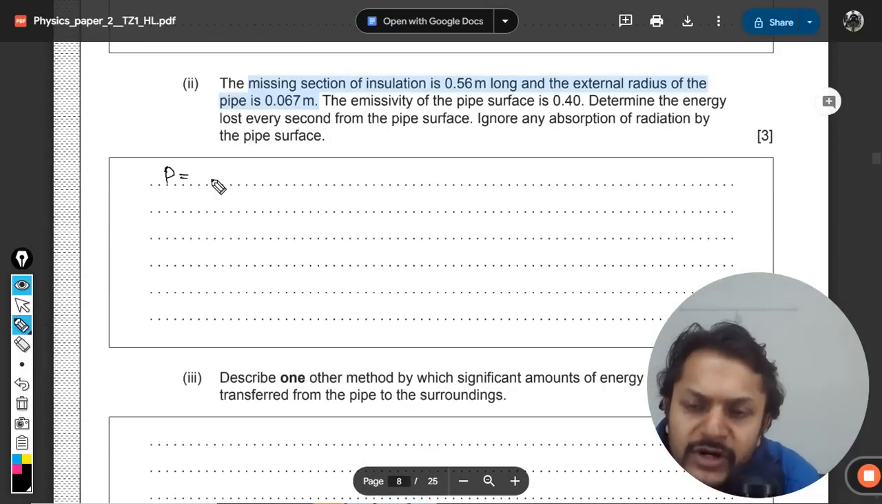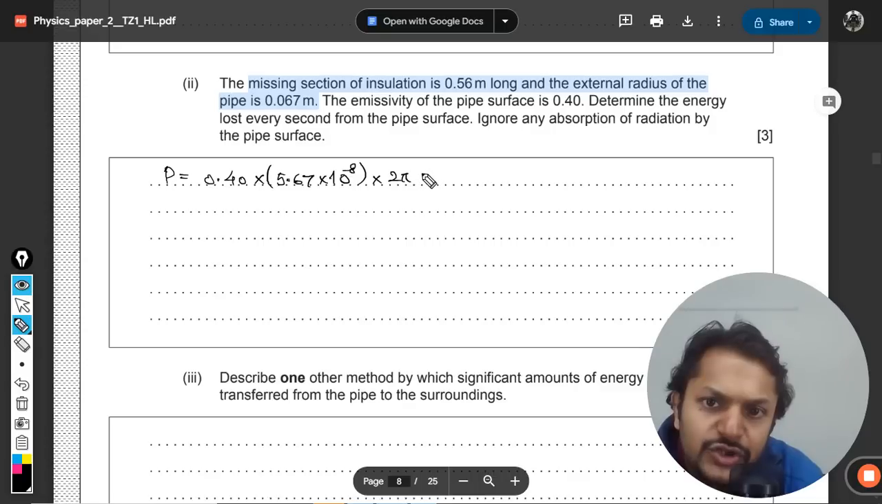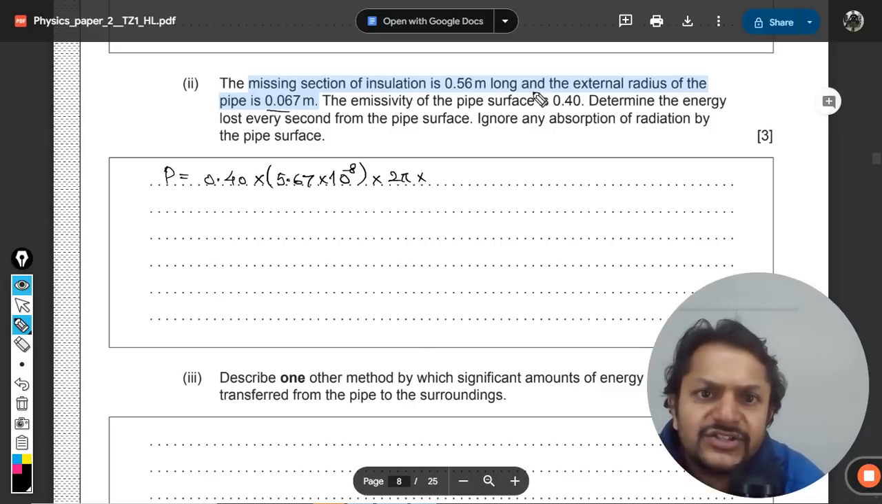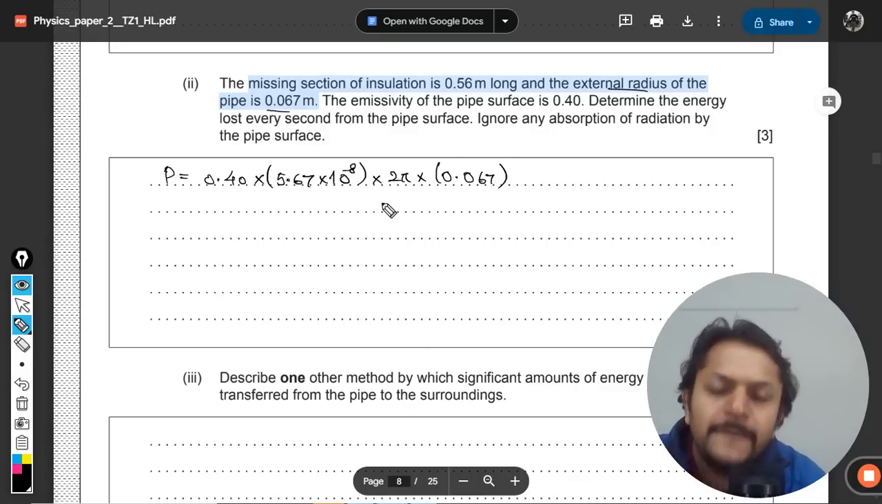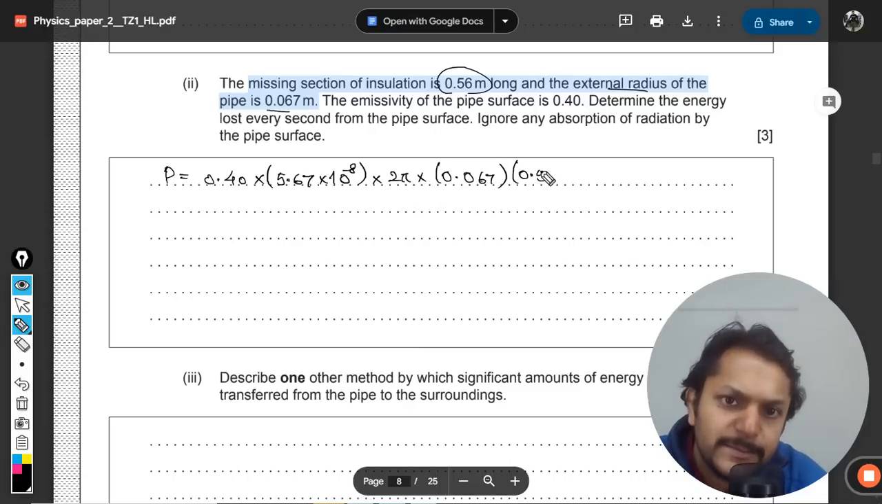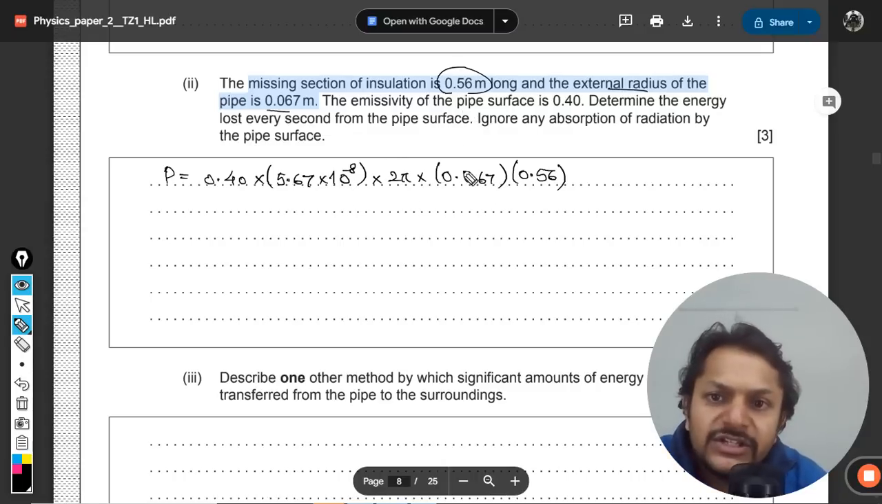So the power is 0.40 times 5.67 times 10 raised to power negative 8, times the area, which is 2 pi, radius is the external radius, so we will choose 0.067, and L is 0.56. Be very careful, everything should be in meters. Yes, so this is the area.